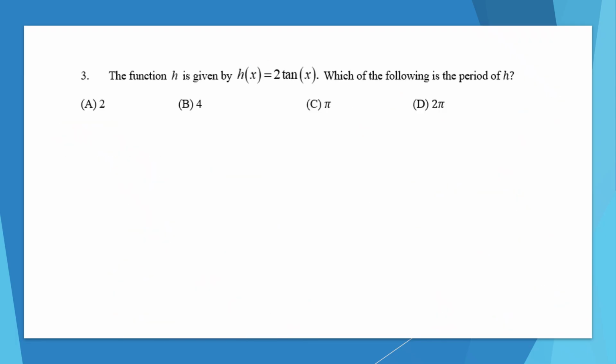All right, question number 3. The function h is given by h of x is 2 times tangent of x. Which of the following is its period? So remember, here in this case, our b value is very simply 1, right? There's no horizontal dilation being impacted with this equation in particular. We only see a vertical dilation, which does not impact our period. So our b value is 1.